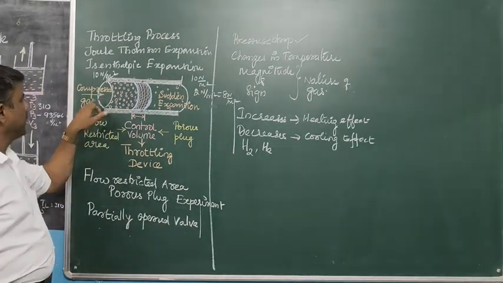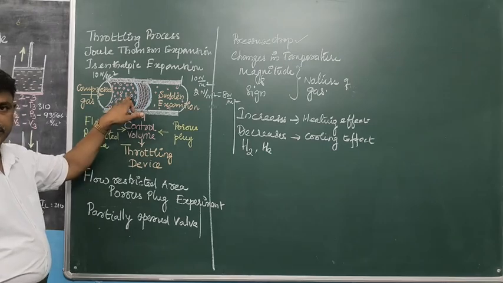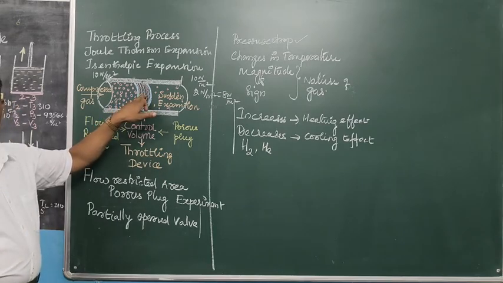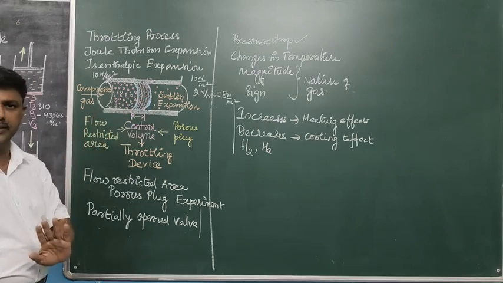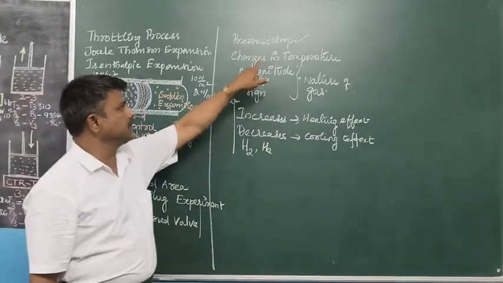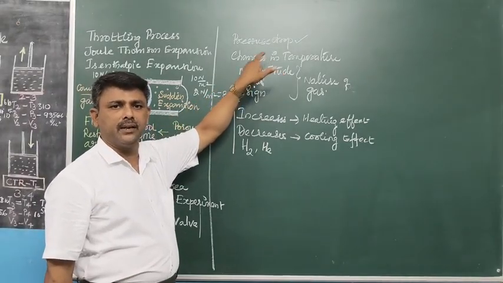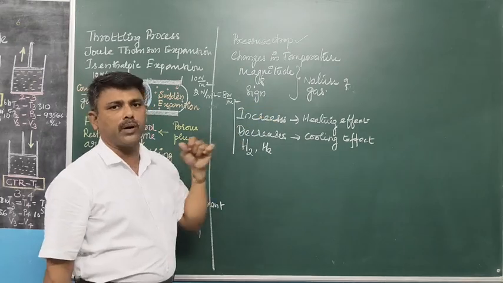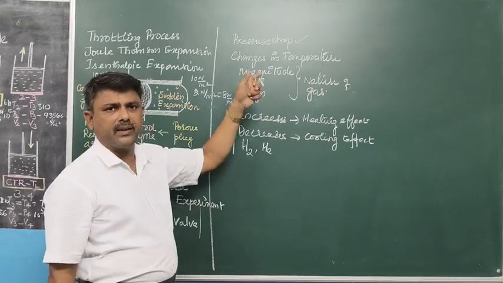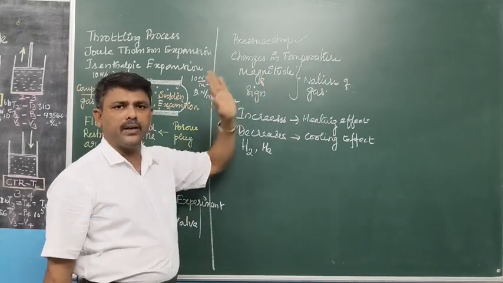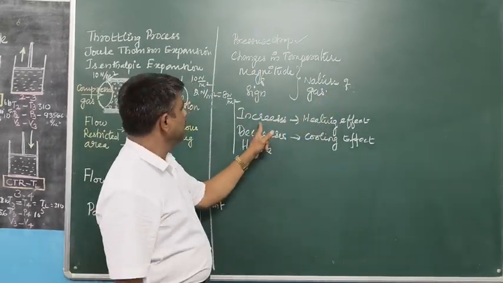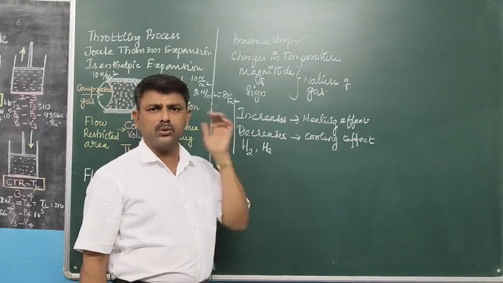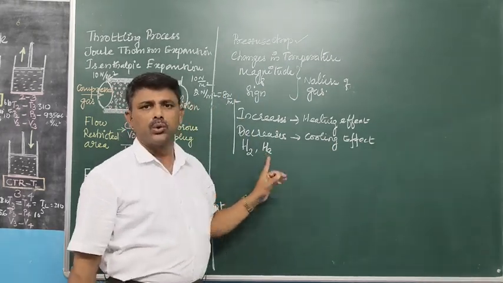When a compressed gas is allowed to pass a throttling device, it undergoes a significant pressure drop. Due to loss in pressure, the gas experiences a change in temperature. Changes in temperature means variation in magnitude as well as sign. Magnitude indicates either increase or decrease. Sign indicates positive or negative. Increasing or decreasing temperature depends on the nature of the gas. Increasing temperature means heating effect. Decreasing temperature means cooling effect. Almost all gases except hydrogen and helium show cooling effect.